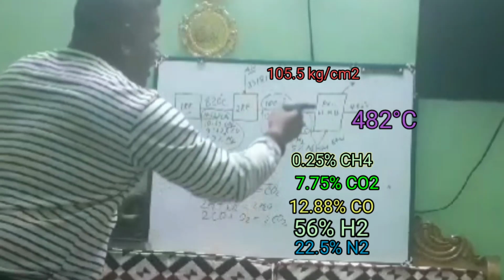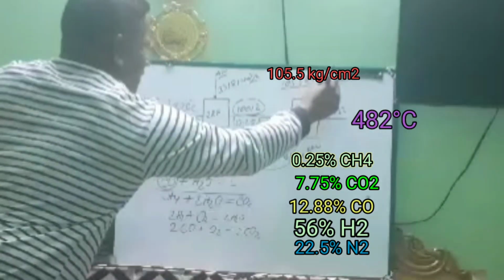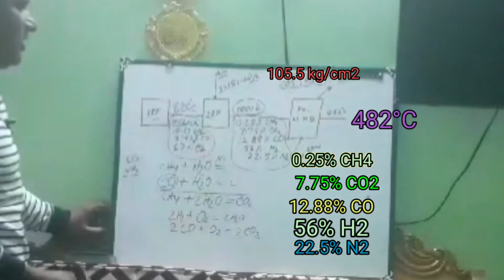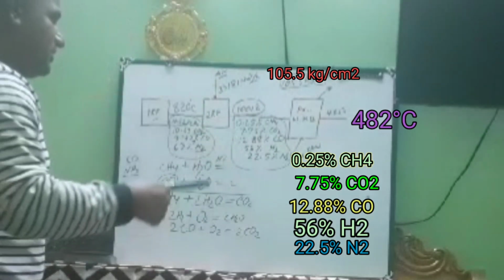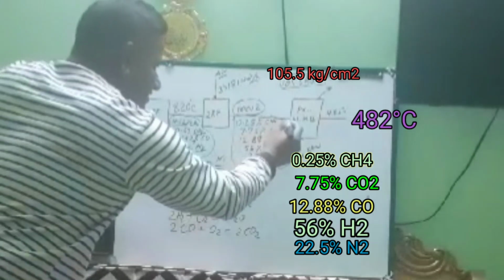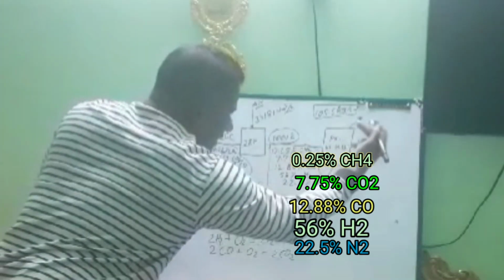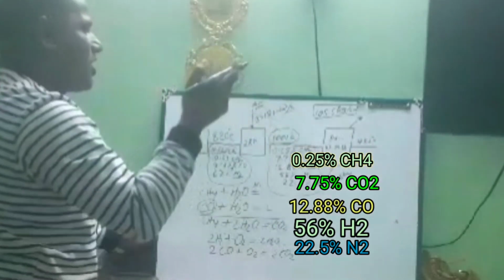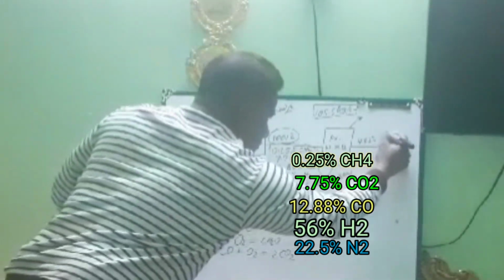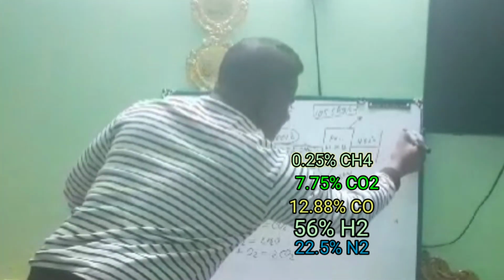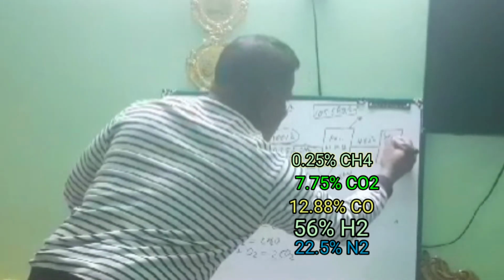Here 105 kg of steam is produced from this waste heat boiler. This steam will go to the steam drum, and the process flow will go from the shell side to the secondary waste heat boiler. You can think this is the secondary waste heat boiler.